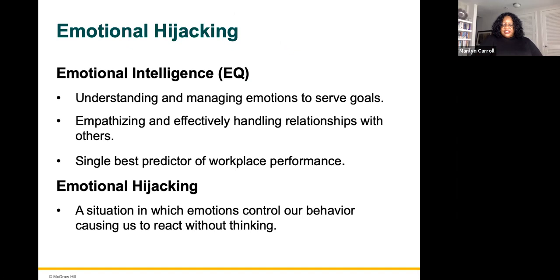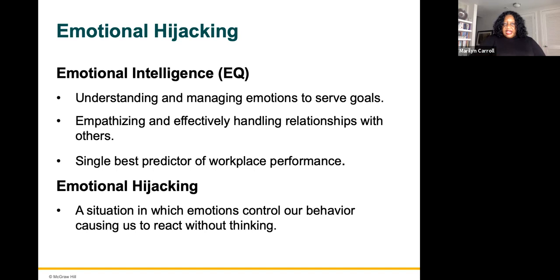Emotional hijacking is another area that we have to cover this week. Emotional intelligence is understanding and managing emotions to serve goals, and empathizing and effectively handling relationships with others. It's the single best predictor of workplace performance. So knowledge of yourself, how you interact, what emotional triggers you have, and how to handle those triggers is very much part of emotional intelligence.